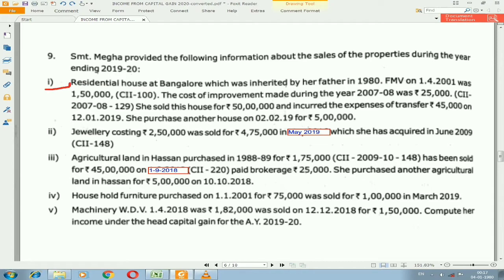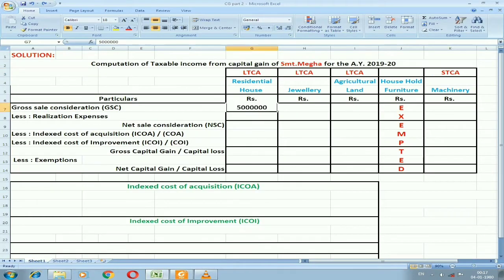In the illustration for residential house, we have a sale amount of 50 lakhs. So she sold this house for rupees 50 lakhs and incurred expenses also. In order to make that sale, they have incurred some expenditure, that is 45,000. Let us take these two values. Sale is 50 lakhs, expenses on that is 45,000. Deducting that, we'll get an amount of rupees 49,55,000.